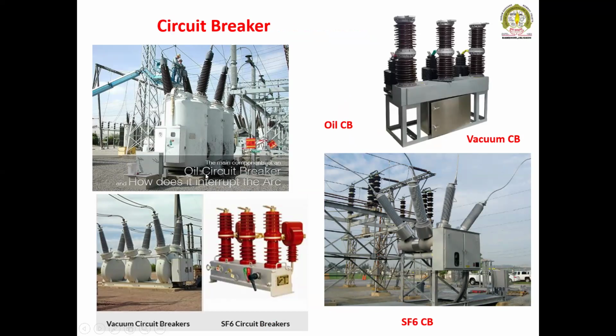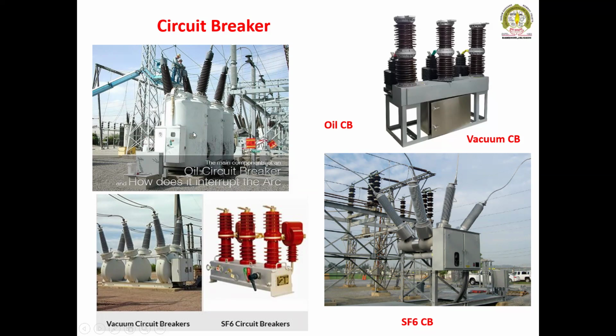This is an oil circuit breaker. This is the tank, and the oil is filled, and your moving contact and fixed contacts are there. Whenever there is an opening of the circuit breaker, it will produce the arc. That arc is going to be quenched or cooled down with the help of the oil. Now this is the vacuum circuit breaker. Means in this chamber vacuum is there.